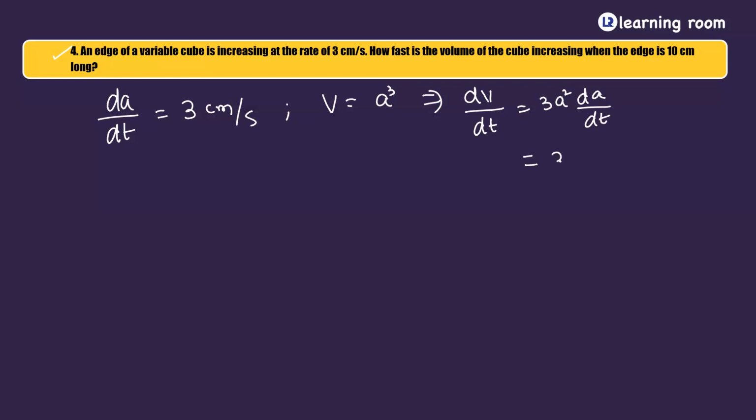So this is going to be 3 into what is the value of a? It is 10. So 10 square is going to be 100, into what is the value of dA by dt? It is going to be 3. Answer will be 900 centimeter cube per second.